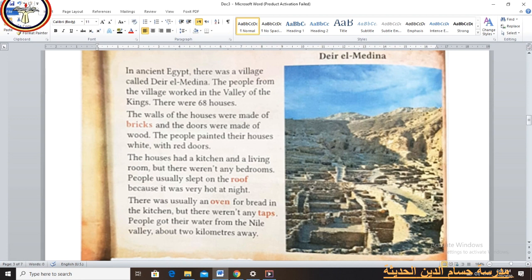The people painted their houses white with red doors. The houses had a kitchen and a living room, but there weren't any bedrooms. People usually slept on the roof because it was very hot at night. There was usually an oven for bread in the kitchen, but there weren't any taps. People got their water from the Nile Valley, about 2 kilometers away.